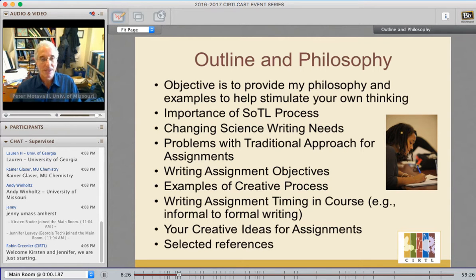And then in the end, I've just put some references. Later on, you might want to look at those. These are from my own scholarship of teaching and learning, so you might be interested in looking at that for more information.